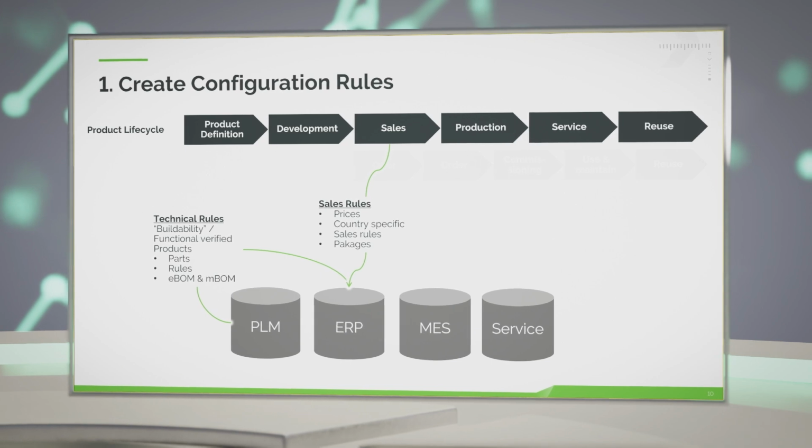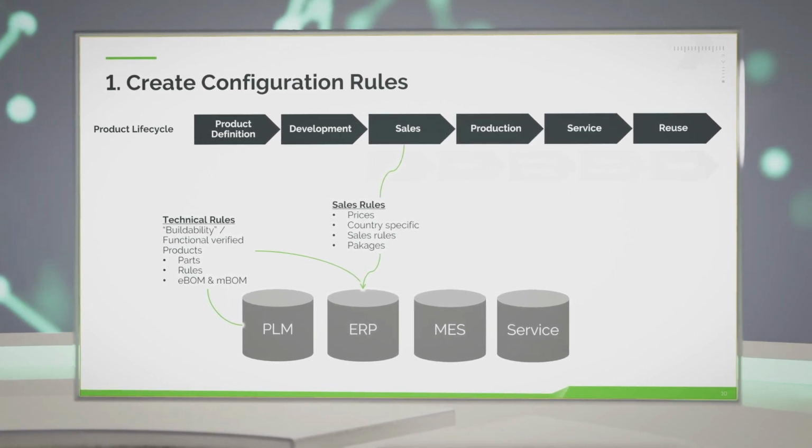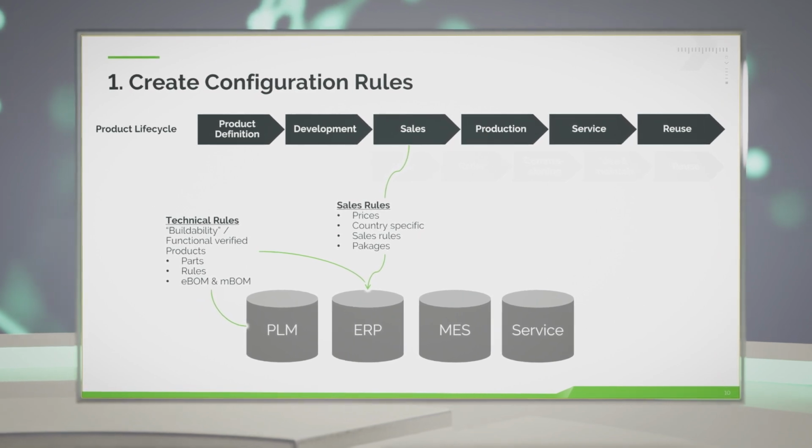But at the same time, other aspects come in, because your sales organization might take a look at that and say, okay, we want to have a certain price model attached to that. Maybe we want to have country-specific variants. Maybe there should be option packages, the famous sport package on your car maybe, something like that. Those are non-technical rules, but they are very important for the success of the company.